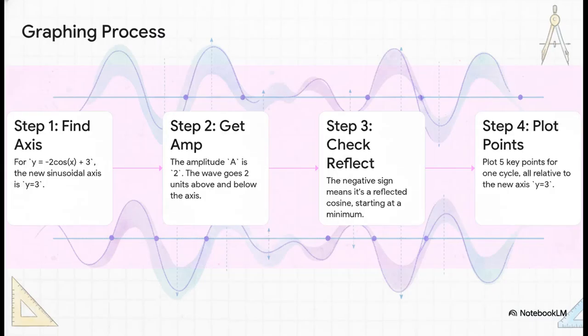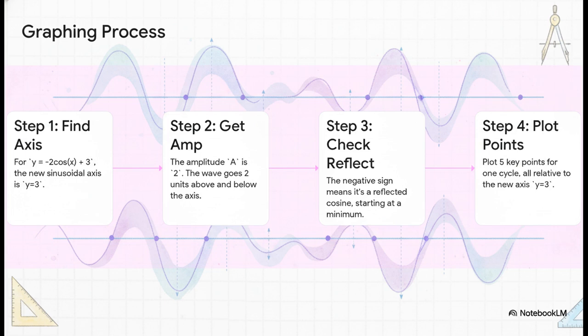Okay, let's break down y equals -2 cosine of x plus 3. Step 1, you know the drill, find the axis. The d value is plus 3, so boom, we draw our new midline at y equals 3. Next, we look at the amplitude, a. That's just the number out front, so it's 2. This tells us our wave is going to go 2 units up from our new axis and 2 units down from it.